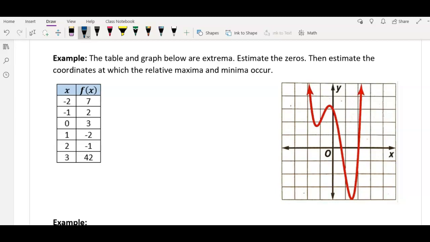So let's first take a look at our table. Now, a minimum or a maximum is going to happen when we switch directions. So let's take a look. We go from positive 7 to positive 2 up to positive 3. Because we have a change in direction, we went from 7 down to 2, and from 2 up to 3. This right here indicates a relative minimum because we had to go back up.